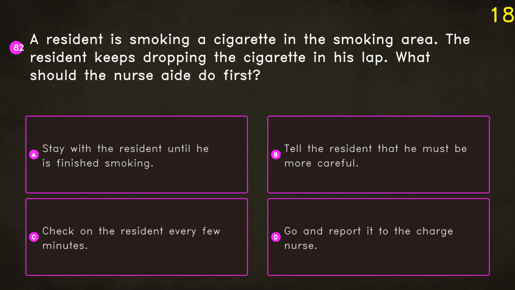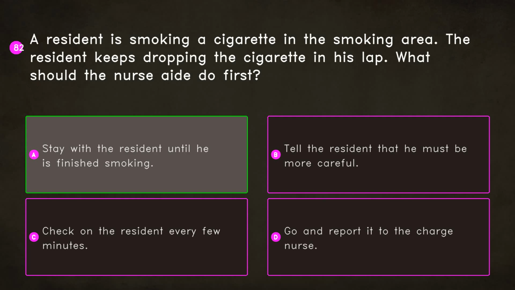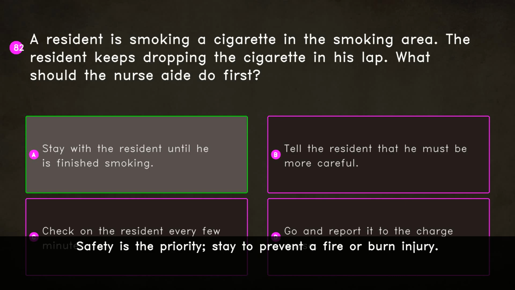Question 82. A resident is smoking a cigarette in the smoking area. The resident keeps dropping the cigarette in his lap. What should the nurse aide do first? A. Stay with the resident until he is finished smoking. B. Tell the resident that he must be more careful. C. Check on the resident every few minutes. D. Go and report it to the charge nurse. The correct answer is stay with the resident until he is finished smoking. Safety is the priority. Stay to prevent a fire or burn injury.